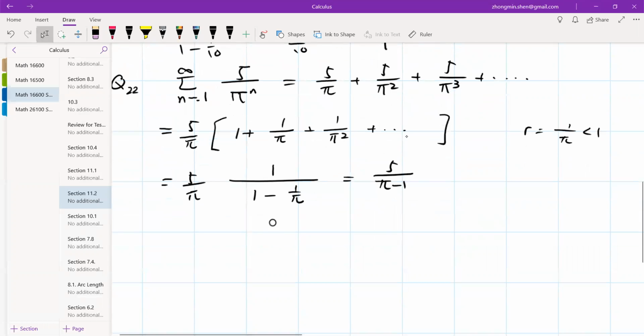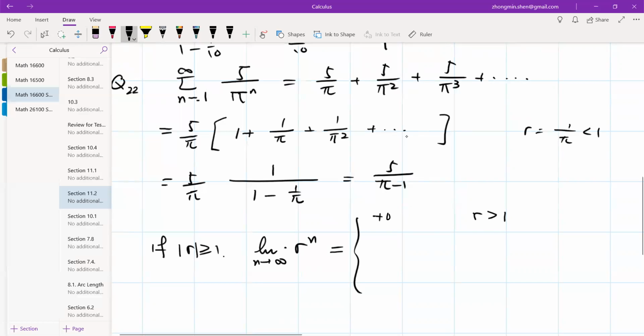Okay. Now, I mentioned that when I look at the factor r to the n, what happens if the absolute value of r is greater than or equal to 1? What happens to the limit of r to the n? Most of the time it's divergent. This can be viewed in many cases. If r is greater than 1, then this will be positive infinity.